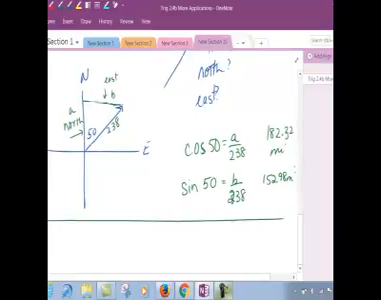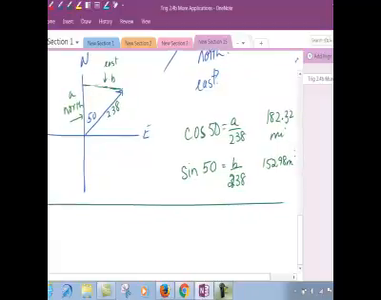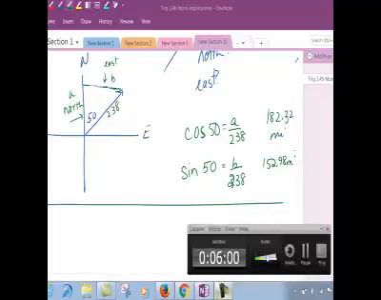I think what you'll see about the application problems is that the trig you use to solve it is not tricky, but understanding the diagram and where the angles are and setting up the problem is really the challenging part. Okay, thanks for listening. I will see you in class.